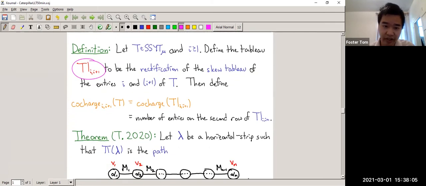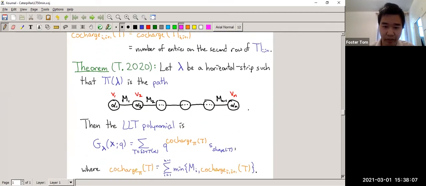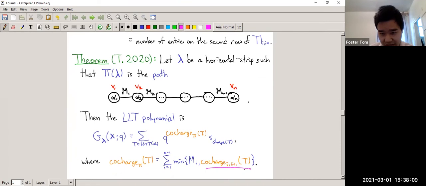And then combining it with this other idea that I want to take the minimum between this individual contribution to cocharge and the weight of this edge. This turned out to be the definition of cocharge sub pi in the case where my weighted graph pi was a path. And this was exactly the right thing to do to get a combinatorial Schur expansion of this LLT polynomial. So let me show you what this looks like in this example.